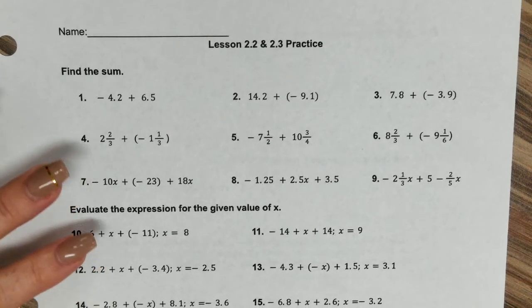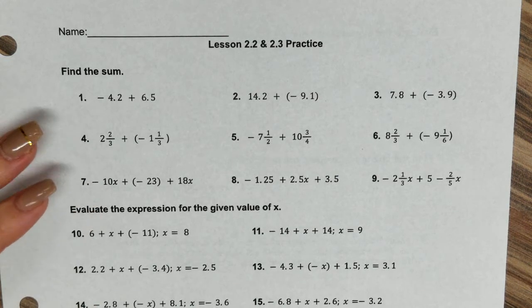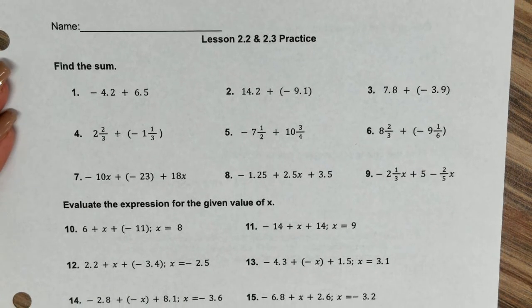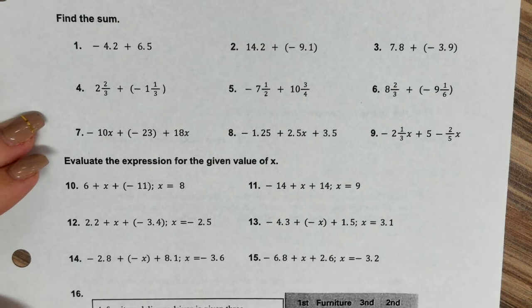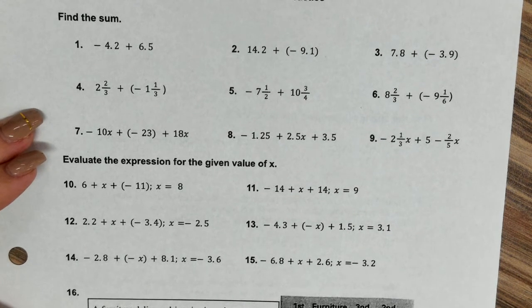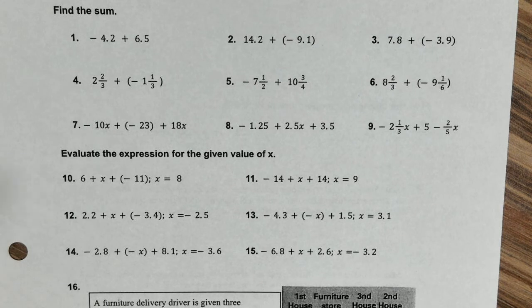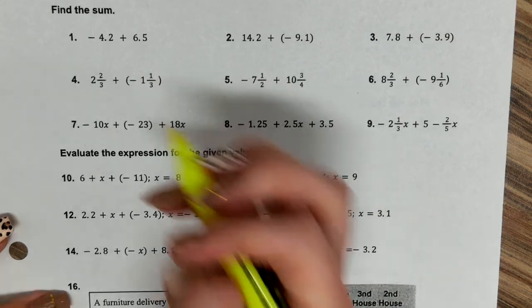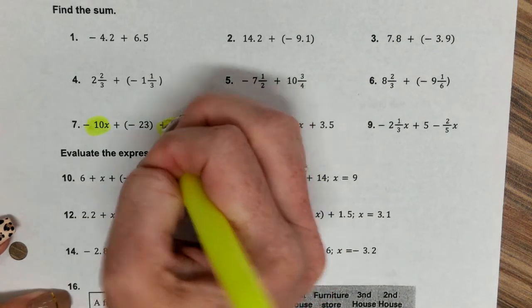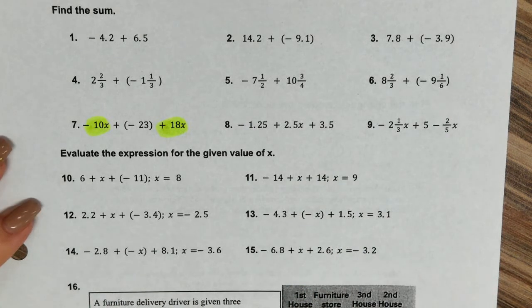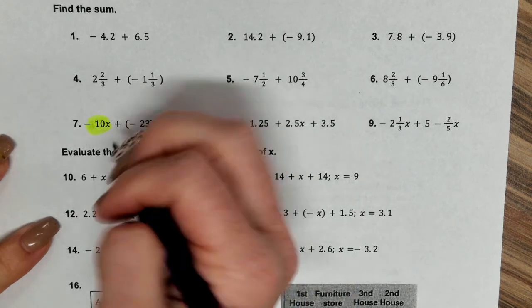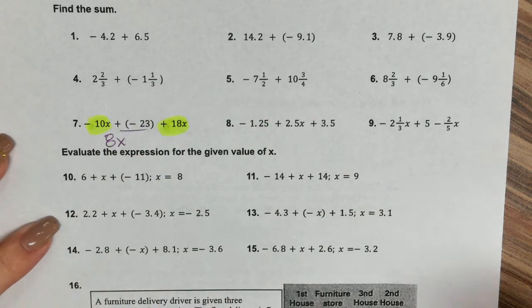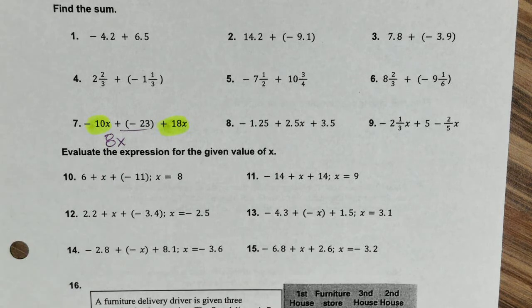The top part says find the sum. Your calculator will do 1 through 6 without you doing anything but pushing buttons. But 7 through 9, what is different? There's variables. So x's can only be combined with, so this can only be combined with this. So what is negative 10 plus 18? 8x. What do I do with this leftover stuff? Just stick it on there, right?